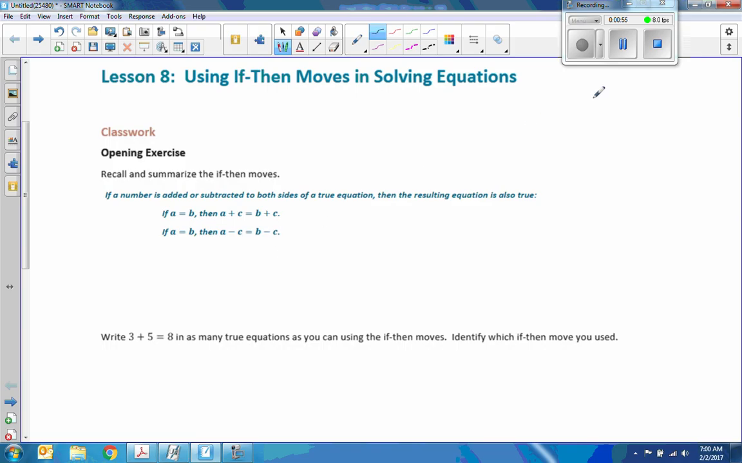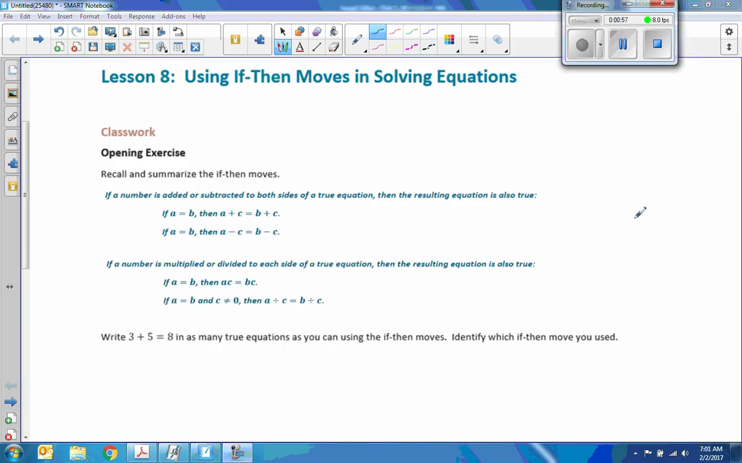Okay, and the next one is: if a number is multiplied or divided to each side of a true equation, then the resulting equation is also true. If A equals B, then A times C equals B times C. And if A equals B, and C is not 0, then A divided by C equals B divided by C. And C cannot equal 0 because anything divided by 0 is undefined. It is not 0, it's not 1, it's not that number. It is undefined. We cannot divide by 0.